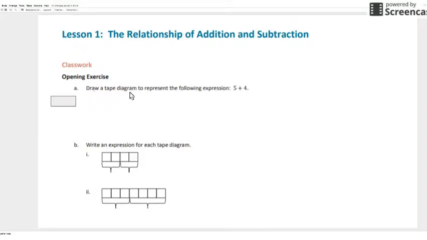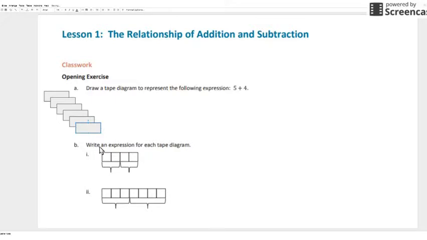It says draw a tape diagram that represents the following expression. So how can we draw a tape diagram that represents 5 plus 4? I have a little tape started over here. I'm going to use this to make it go a little faster. Of course, now we need to start with 5 of these. So I'm going to make 5 copies. 1, 2, 3, 4, 5.